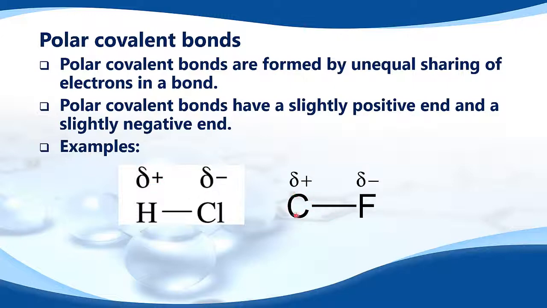Here's another example. We have the carbon to fluorine bond. The difference in electronegativity between these two atoms is greater than 0.4 units. So the fluorine atom is a little bit negative because it's the most electronegative atom, and the carbon becomes a little bit positive. So overall we have a polar covalent bond.